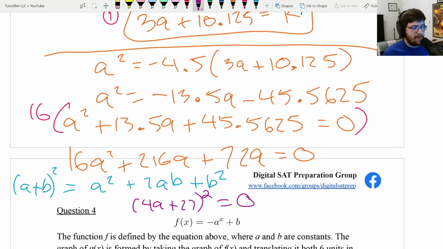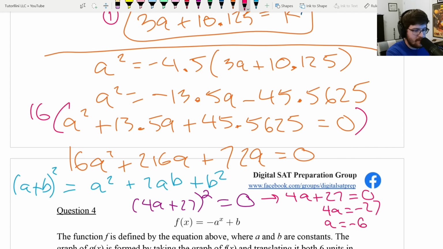So now 4a plus 27 equals 0. We just got to solve that. We're done. So 4a plus 27 equals 0. I get 4a equals negative 27. Divide both sides by 4, and I get negative 6.75, which is also equal to negative 27 over 4. Either of those would be acceptable for the answer.